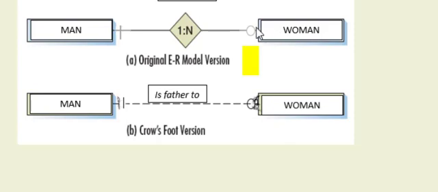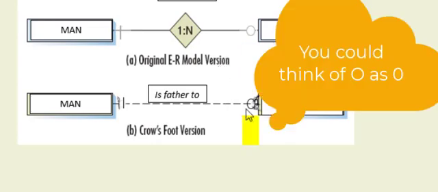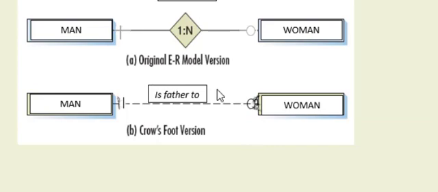And you will see in the Chen model, we're going to just put an O right here along the line of the relationship. And in the crow's foot model, we're going to put an O here too. Now, we still have our type of relationship, which is one-to-many, and there's my crow's foot in the crow's foot version. Okay, let's go the other way. What's the minimum cardinality? Does a woman have to have a father? Yes.